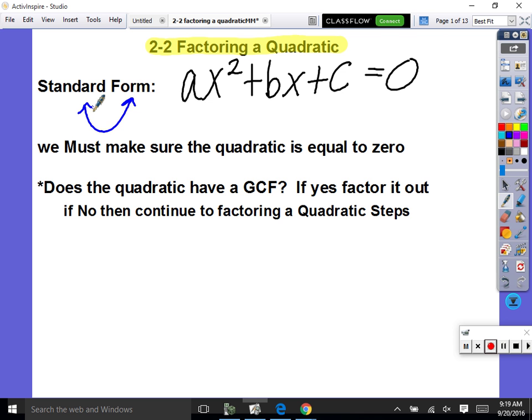Okay, so we're going to take a quadratic in standard form that's equal to 0, and we're going to factor it. The first thing we ask ourselves always, no matter what, anytime we're factoring, does the polynomial, and same with quadratic, does the quadratic have a greatest common factor? So we know how to do greatest common factor. We did it on the last test. And if it's a yes, if there is a greatest common factor, then we're going to factor it out in the very beginning. And if no, then you're going to continue to factoring a quadratic.